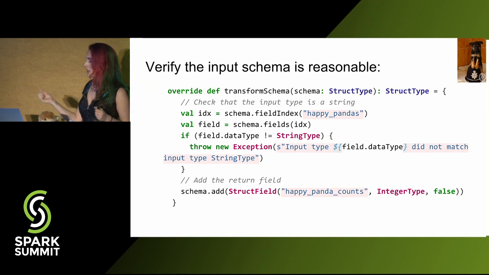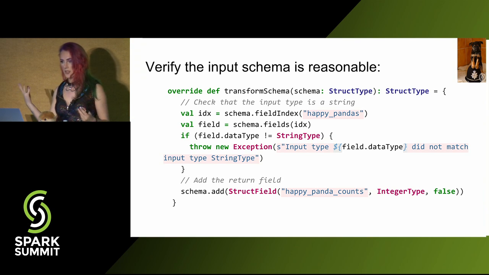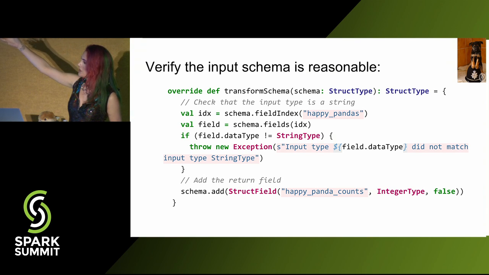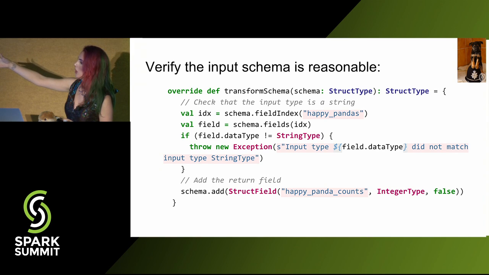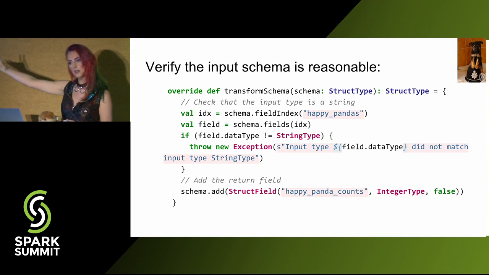Sorry? Oh, so why does it return struct type rather than Boolean? So it returns struct type because downstream from us, the next pipeline stage could be depending on the output from our pipeline stage. So we have to return what the fields are that we've added, essentially.